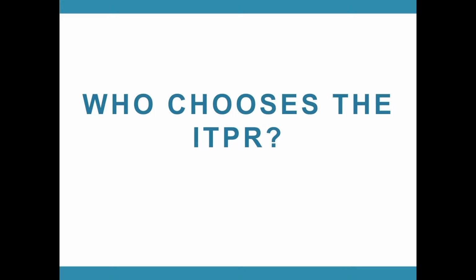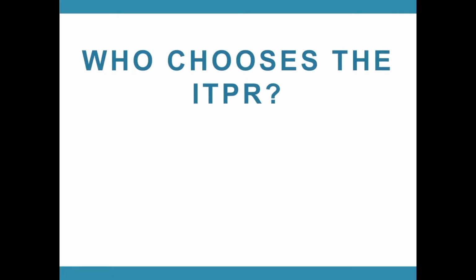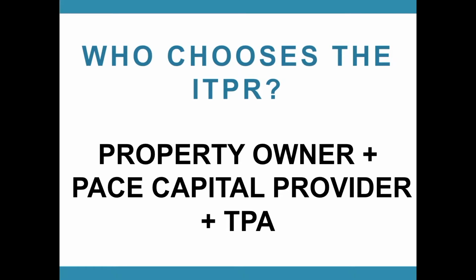The next question I hear a lot is, who chooses that ITPR, the independent third-party reviewer? And the answer there is that that person is chosen by the property owner and the capital provider and TPA. The important principle to keep in mind here is that because there needs to be an arm's length relationship between the contractor and the ITPR, the ITPR cannot be contracted with the contractor. It really is someone that will be independent of the person that prepared the energy analysis.